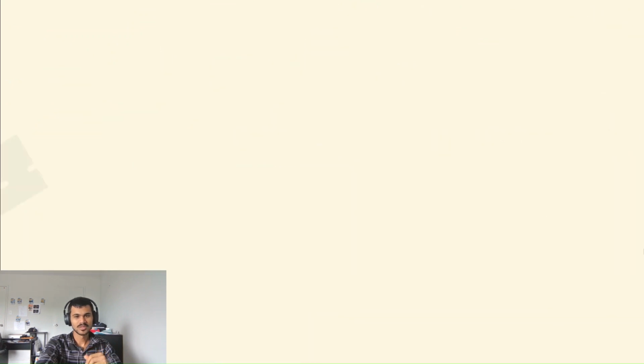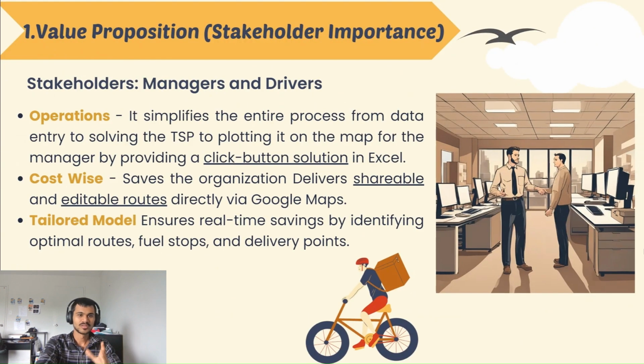Coming to the first topic and the most important is value proposition. So I ask myself, what value am I providing to the stakeholders? Operation wise, I want to automate the entire process from data entry of the locations to solving the optimal route till presenting it in the form of map. It would be a one-click button solution in Excel.